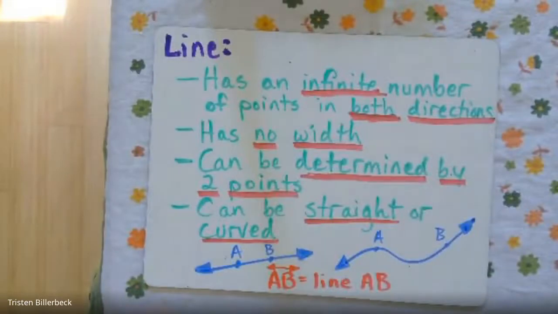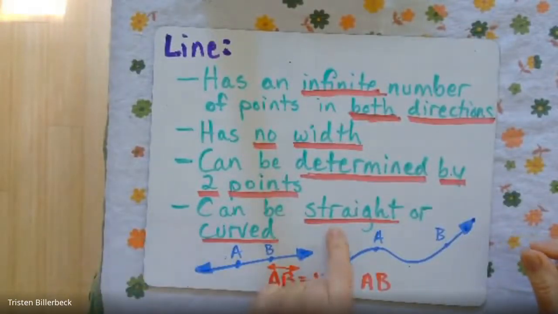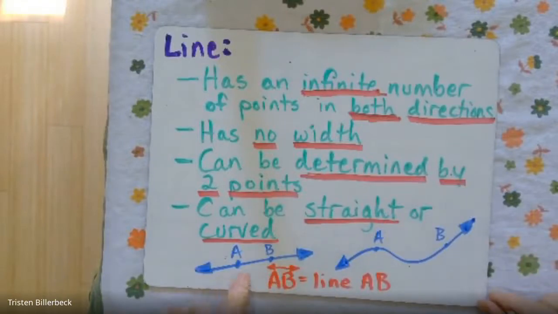A line can be straight or it can be curved. Here's how we would usually see a straight line with AB for 2 points, and here would be a curved line with AB. So we would write line AB with a little line over the top. So that means line AB.